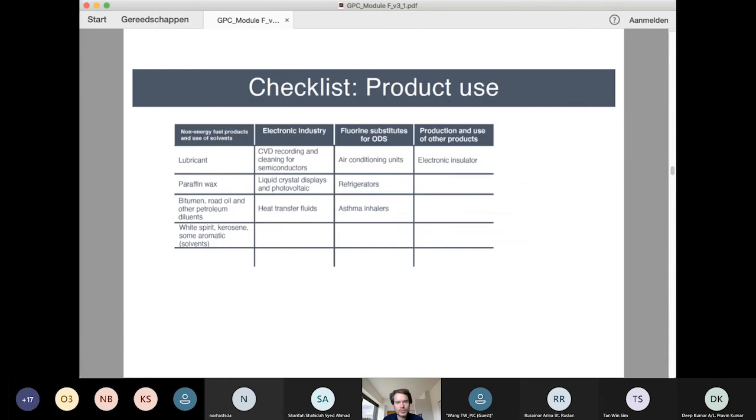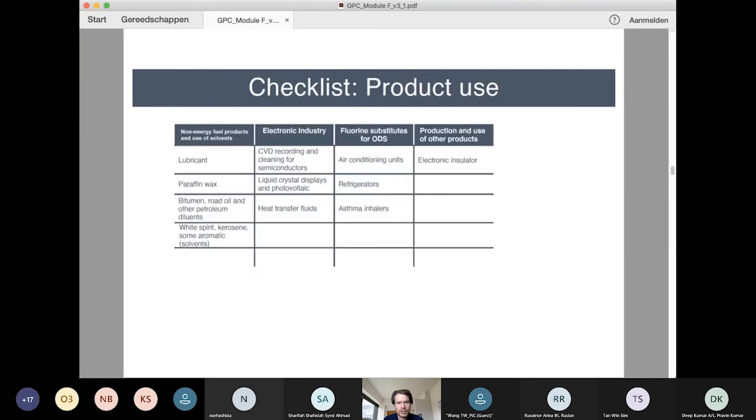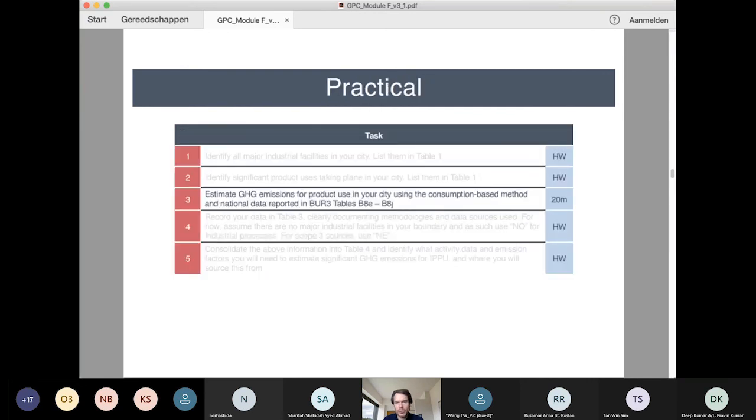So exercise 1 is just for you to identify all major industrial facilities in your city and identify all significant product uses. And then after the break, we're going to move into this exercise where we're going to estimate emissions from product use in your city using the consumption-based method and national data reported in BER 3. So with that, we'll break for 10 minutes and we'll come back at 22, and I'll hand over to Deep to start the break. Make sure you have your workbook open when we return, and I'll introduce the exercise to you so we can get started.